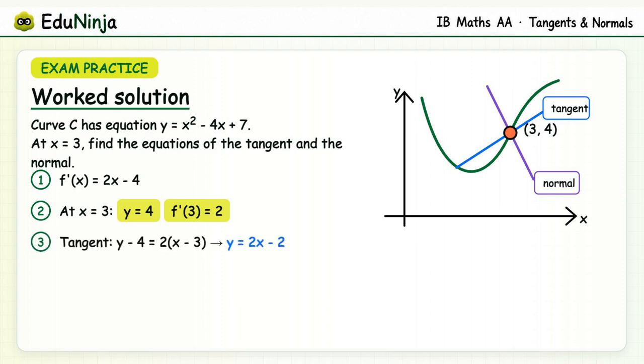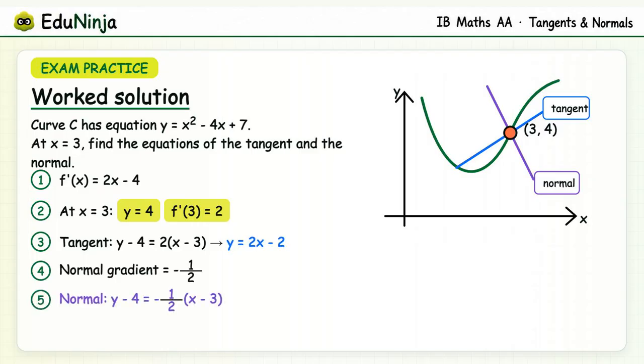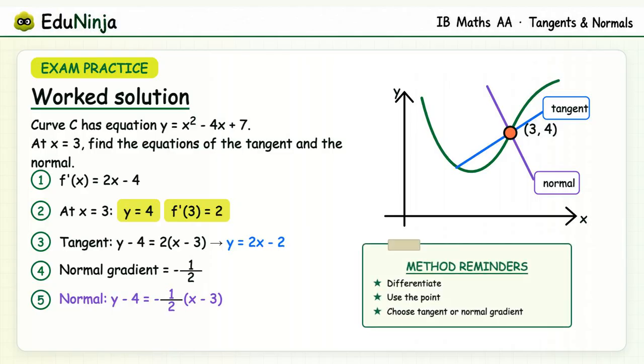Now write the tangent equation using y minus y1 equals m times x minus x1. That gives y minus 4 equals 2 times x minus 3. Expanding gives y equals 2x minus 2. For the normal, use the negative reciprocal of 2, which is -1/2. So the normal is y minus 4 equals -1/2 times x minus 3. In an exam, you can leave it in this form unless the question asks for a particular form.